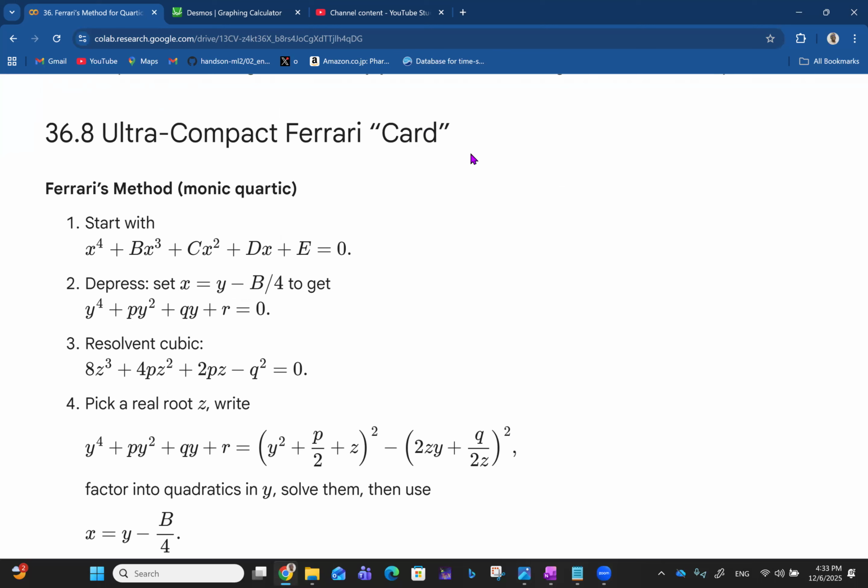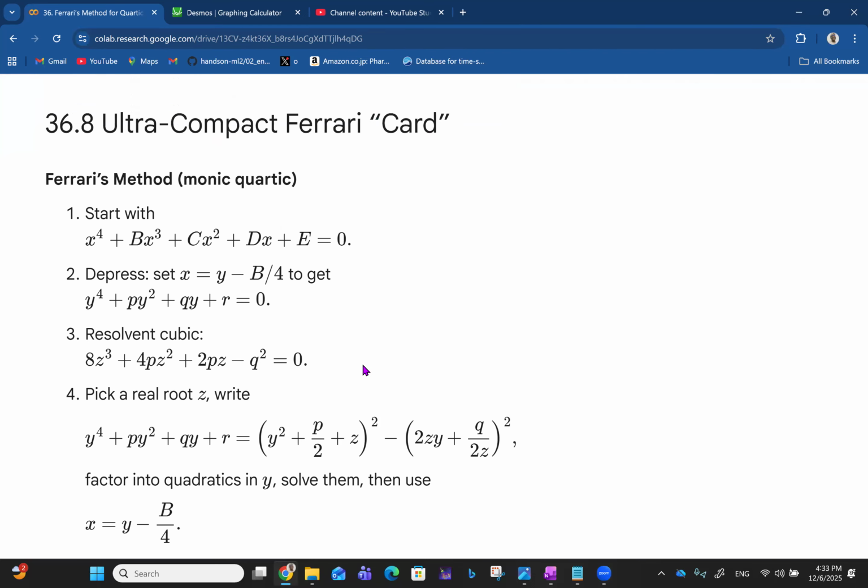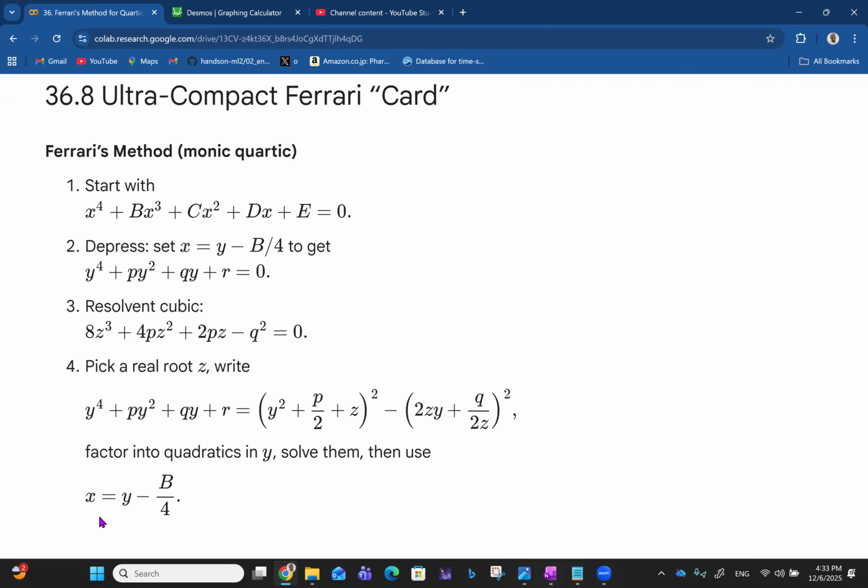So, an ultra compact Ferrari card now, just a run over the idea. Start with x raised to power 4 plus bx cubed plus cx squared plus dx plus e equals 0. Then depress: set x to be y minus b over 4 to get y raised to power 4 plus py squared plus qy plus r equals 0. Then the resolvent cubic: 8z cubed plus 4pz squared plus 2p squared z minus q squared equals 0. Then pick a real root z, and expand and factor into quadratics, then solve them. Then use x equals y minus b over 4 to get back what you need.